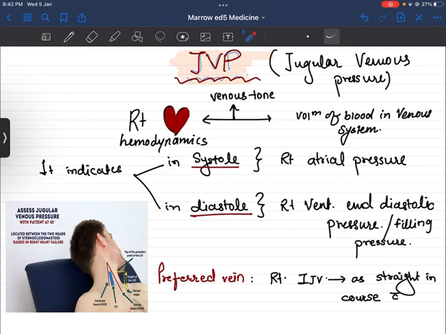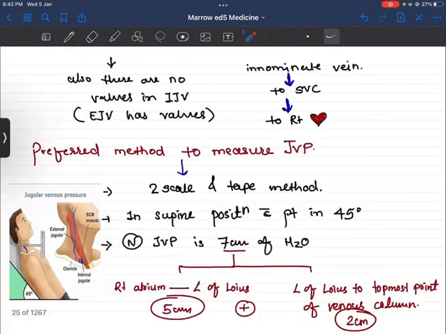Why do we prefer the right internal jugular vein? As it is straight in course with the innominate vein to the superior vena cava and to the right heart. Also, there are no valves in the IJV. The EJV, that is the external jugular vein, has valves.